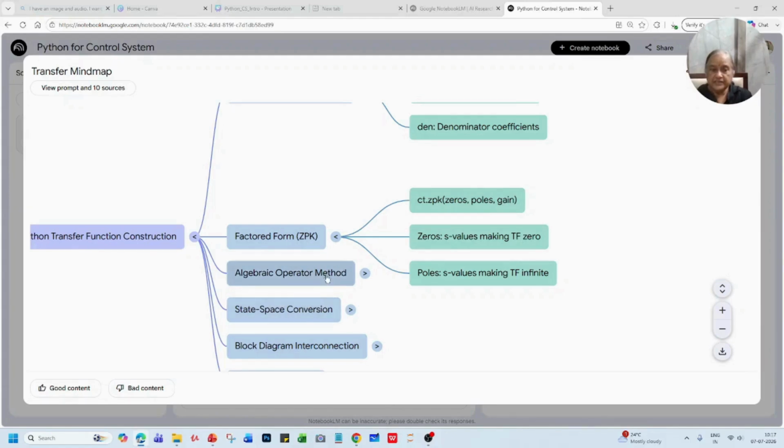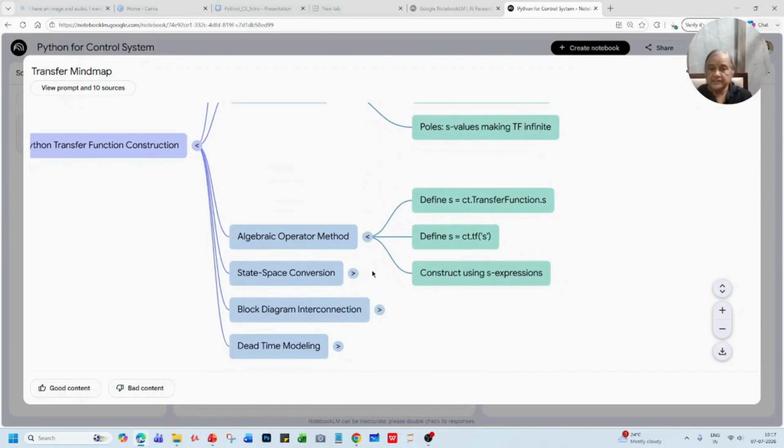Next, the third method is the algebraic operator method. In this method, we define s as an operator by using the function ct.transfer function or ct.tf. So define s is equal to ct.tf('s') within quotes, indicating that it is an operator, and we pass the expression as we write on a sheet of paper. So construct the transfer function using this s as an operator. The expression for the transfer function will be formed.